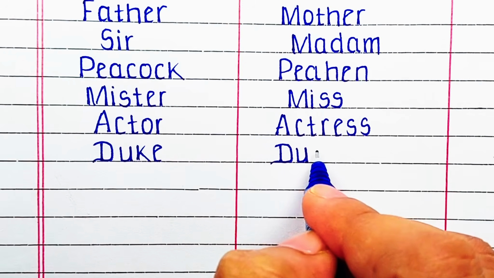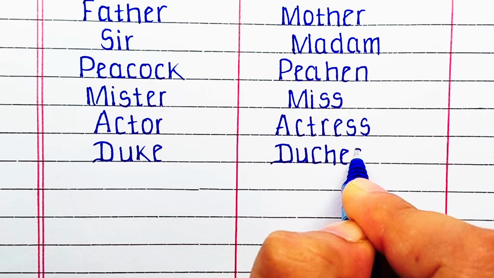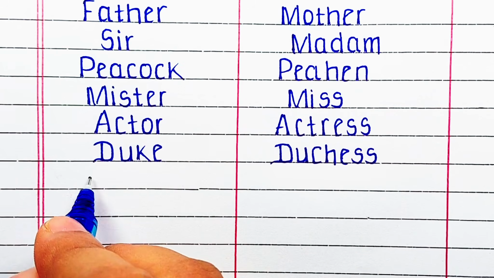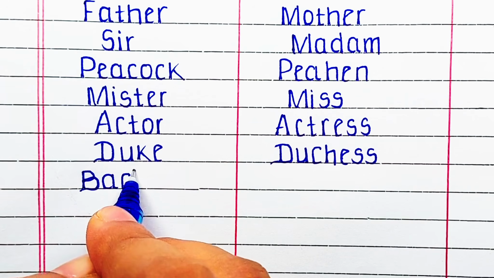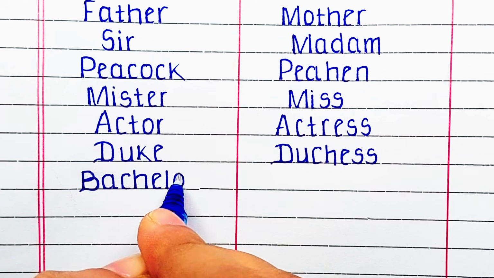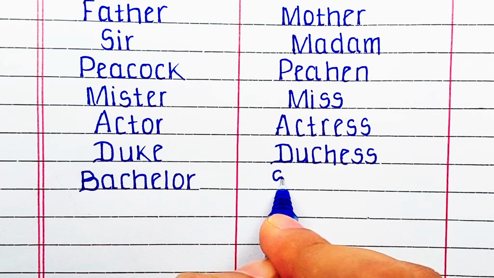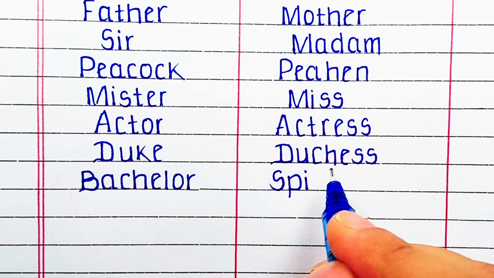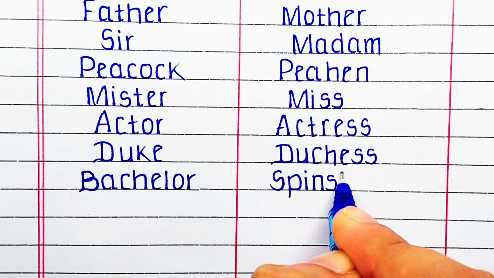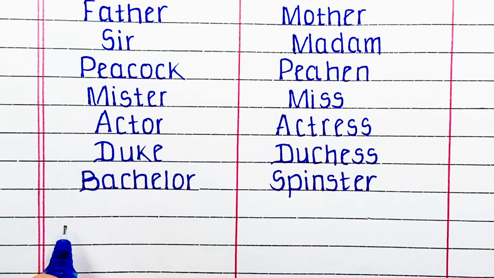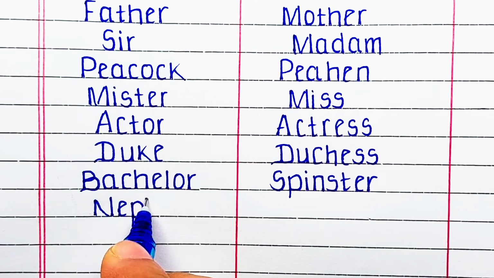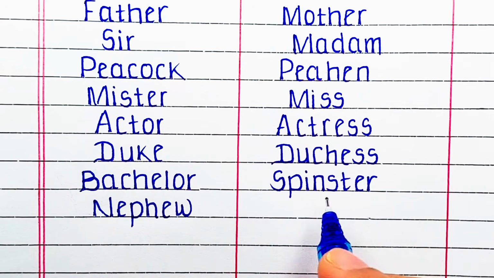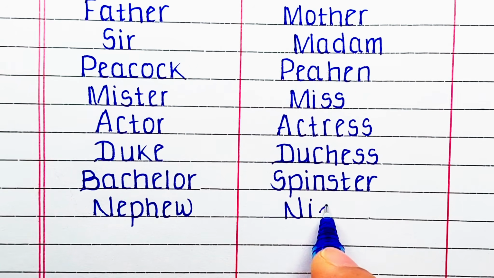Next word is duke. Its feminine word is duchess. Next word is bachelor. The feminine word for bachelor is spinster. Last one, nephew. Its feminine word is niece.